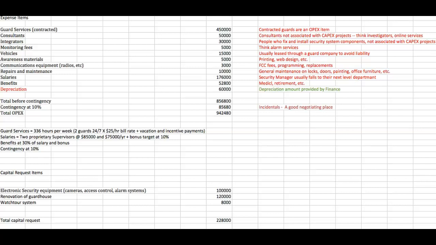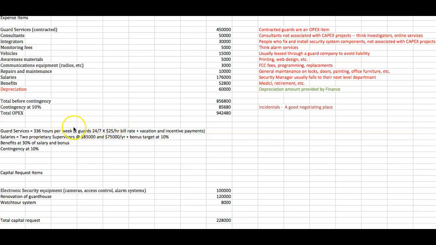So in this particular case, we looked at what we spend on guards, right? So guard services, we have 336 hours per week, right? I got the formula down here, times 2 guards, 24/7, times 24-hour bill rate. And then you have to add in vacation and any incentive payments if there's any additional costs, right? So if we have 2 guards 24/7, that's actually 336 hours per week. It's not 80 hours, okay? And we'll go over that when we talk about guard services.